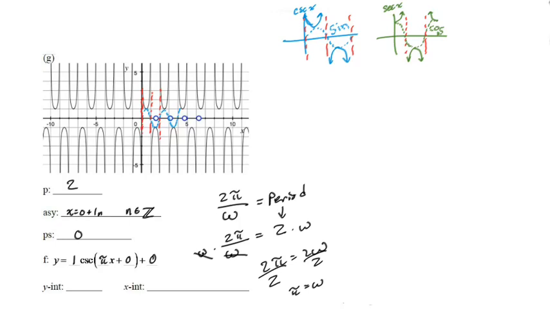All right, so what is our y-intercept? Our y-intercept does not exist, or you can write none. And then our x-intercepts, nope, we don't cross the x-axis anywhere, so we can write none or does not exist there as well.